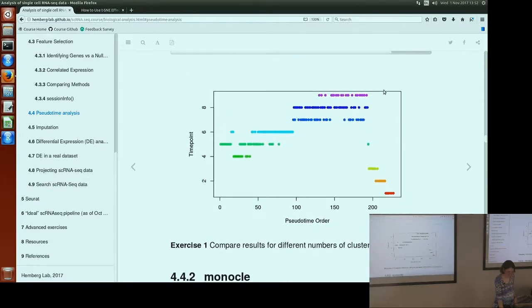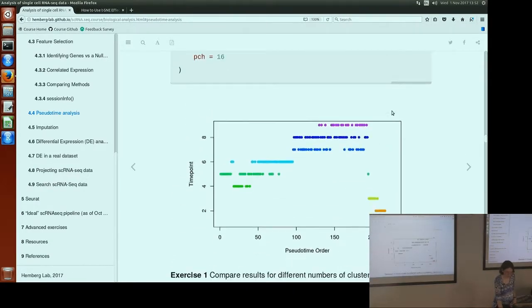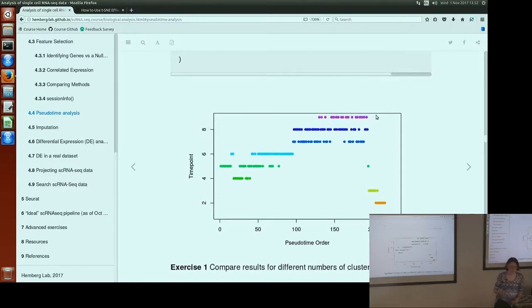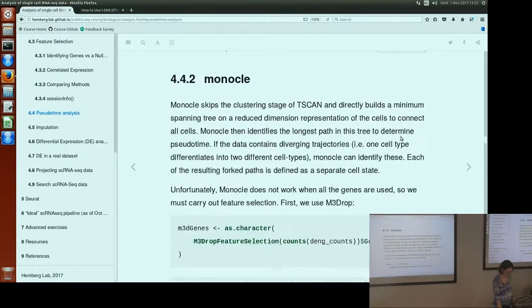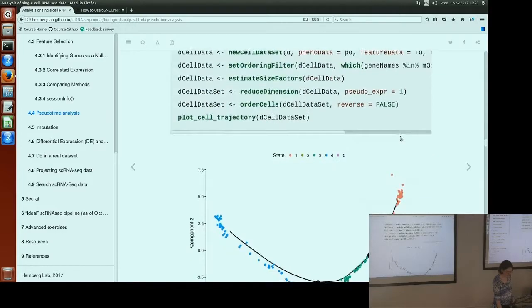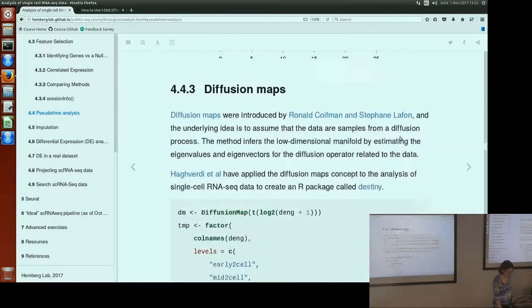So the first one was looking at the effect of different numbers of clusters on T-scan, and you should have found that as long as you stayed above about 6 clusters, T-scan works well, but below 6, it starts merging time points together and works even worse than it does normally. And the other exercises.